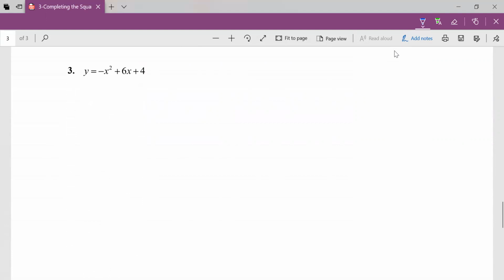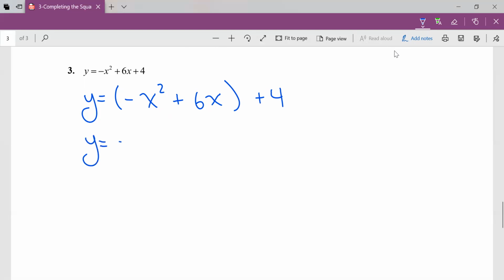Okay, let's do another one. This one's a little bit more complicated because there's that negative x squared there. So what are we going to do to combat that? Well, I don't like negative x squared. So to fix that, I'm going to factor out a negative 1. I'm going to put my parentheses around the first two terms, like I did in the last couple. But now I'm going to factor out a negative 1, which makes it x squared minus 6x plus 4.